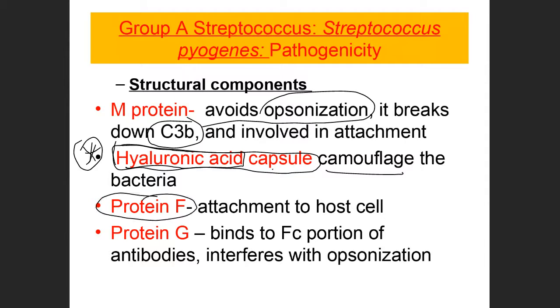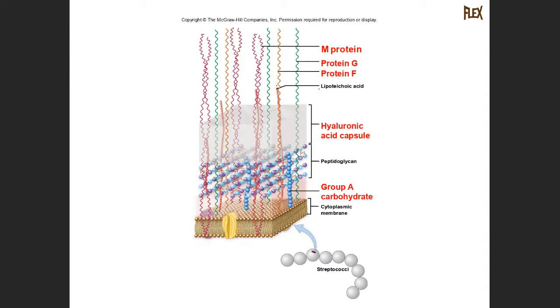Protein F allows the bacteria to attach to host cells. Protein G is the equivalent of protein A in Staphylococcus. It's an Fc receptor that interferes, again, with opsonization. So these are some of the proteins that stick out of the cell wall of the organism.